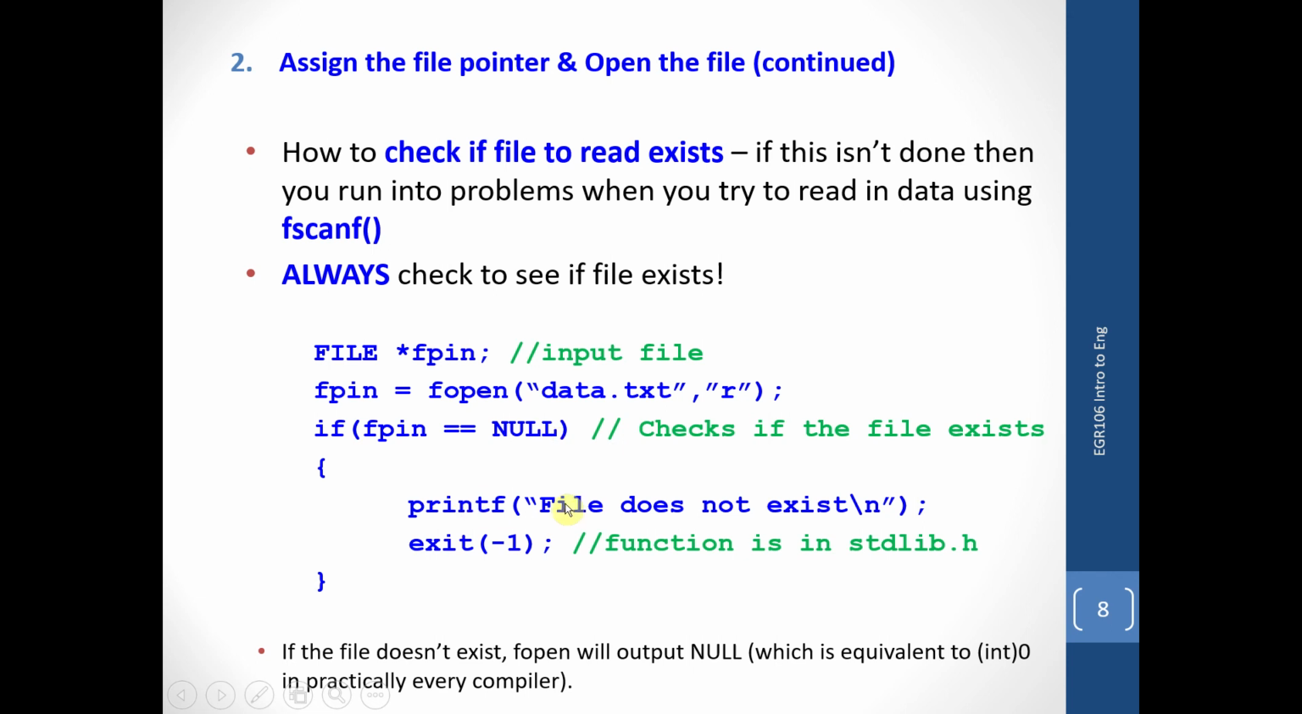So I can say this file does not exist, and then exit -1 is just an easy way to end your C program. So you don't have to do anything, just type exit -1. That's a standard function in the standard library. So no need to do anything else. This will just exit your program and they can try again.